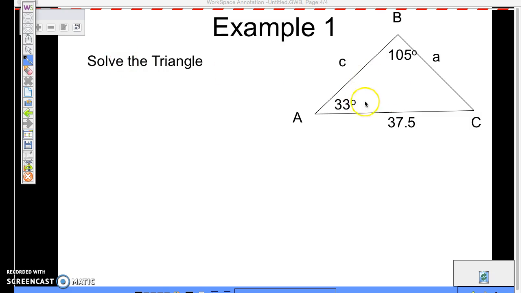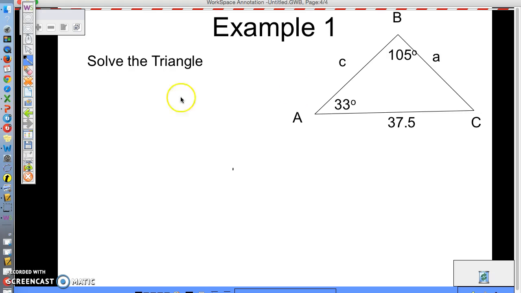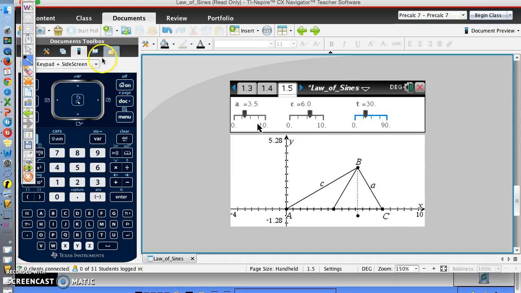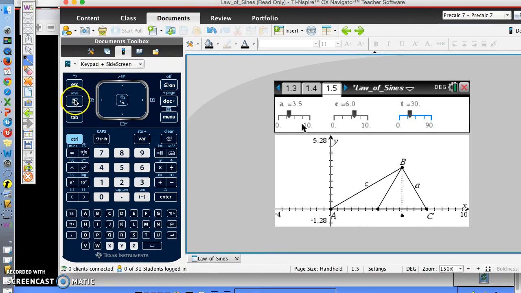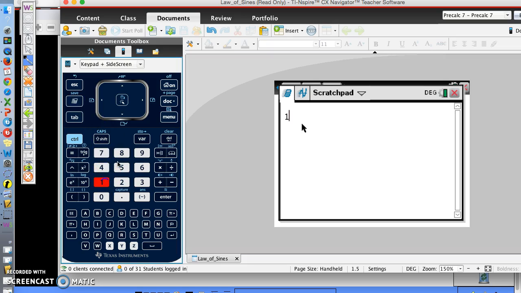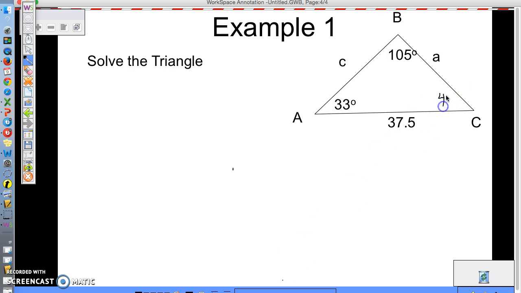We're asked to solve the triangle. Well, the first thing we could do here is, what is angle C? We can do 180 minus 105 minus 33. So we know that this is 42. And now we can use the law of sines. So we know capital angle B and little b.